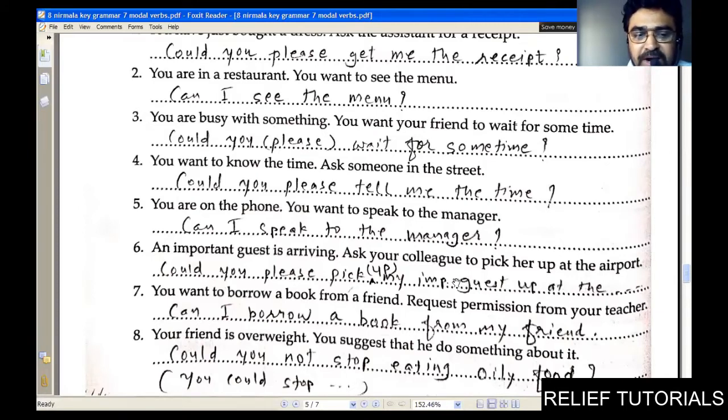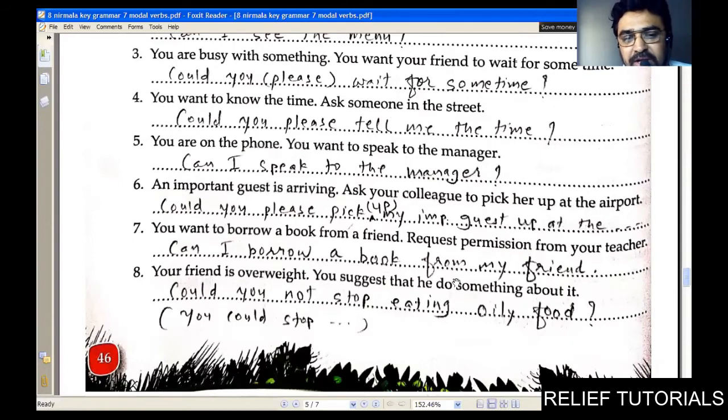Your friend is overweight, you should give a suggestion. Better go for, I would say, can. Can you not stop eating oily food? Also go for could, but can is more appropriate. Or you can go for even affirmative: you could stop eating oily food. That is a suggestion.